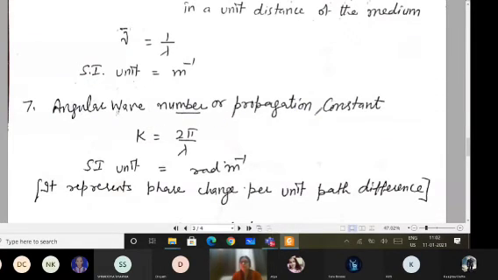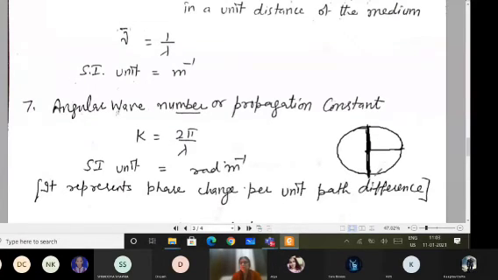Angular wave number, which I also call the propagation constant for the wave, is simply 2 pi by lambda. Like we discussed in SHM, when the particle is completing one circular path, the projection on the x-axis or the y-axis completes one complete cycle of oscillation. When the particle is here, the projection is coming here. So in the meantime, the particle is completing one complete circle. The projection moves from mean to extreme, back to mean, to the other extreme, then back to mean. So it is completing one complete vibration or oscillation.